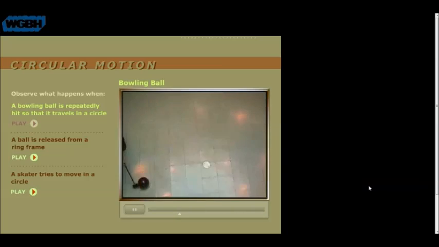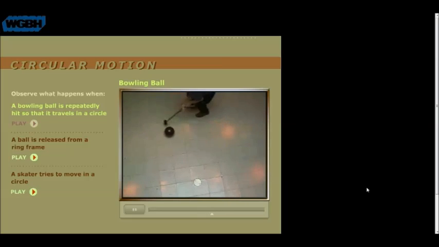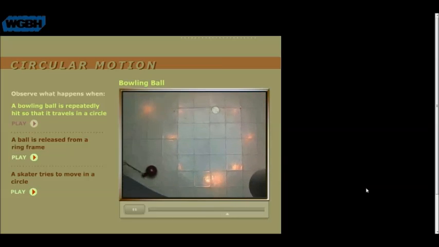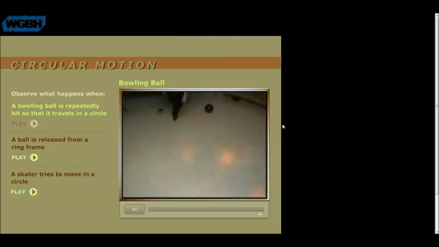So he looks a little awkward, but that's okay. Hitting the bowling ball so that it moves in a circle, and look at how he's having to direct that force in order to get it to move in a circle. That's a big deal. We'll talk about what direction that was in a second.